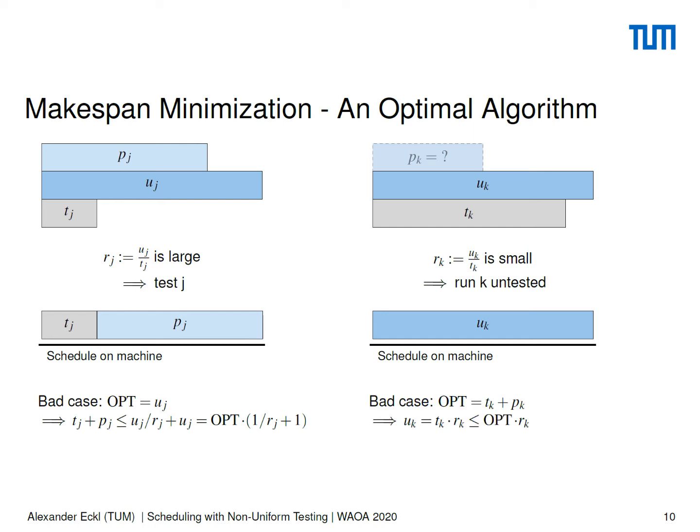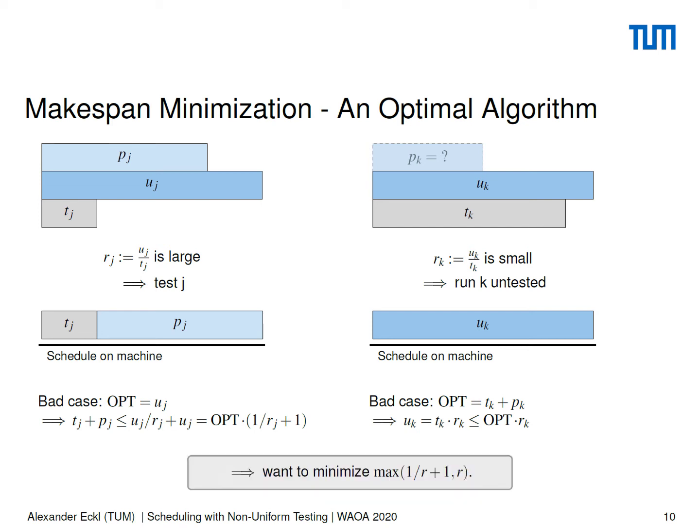But on the other hand, in the bad case that the optimum is equal to Tk plus Pk, so the optimum tested the job, we can estimate Uk, so our algorithmic time, by Tk times Rk, by the definition of Rk, which is then smaller than the optimum times Rk, since the optimum is Tk plus Pk, so at least as large as Tk itself. As we can see, in both cases, we have a factor times the optimum in the bad case. If we want to now minimize these two factors, we want to minimize the maximum of the two.